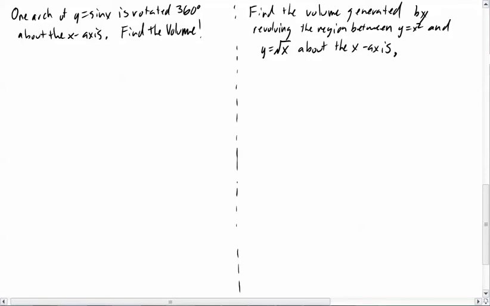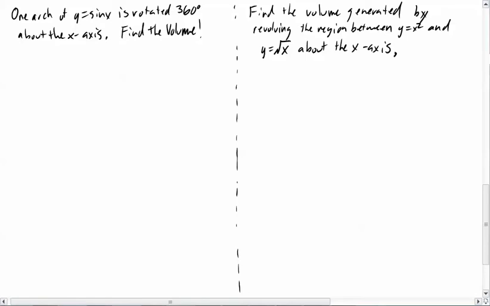One arch of y equals sine of x is rotated 360 degrees about the x-axis. Find the volume. Now, the ones I've been doing are all 360 degrees, but you could very easily do some other degrees just by using some type of ratio, right? If you use 180 degrees, then it'd just be 180 over 360, which is half of that. So you can use ratios to find if it's not quite 360 degrees or not quite 2 pi if we're in radians. But let's go with this one, y equals sine of x.